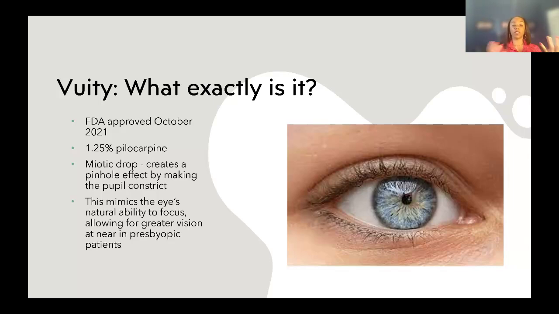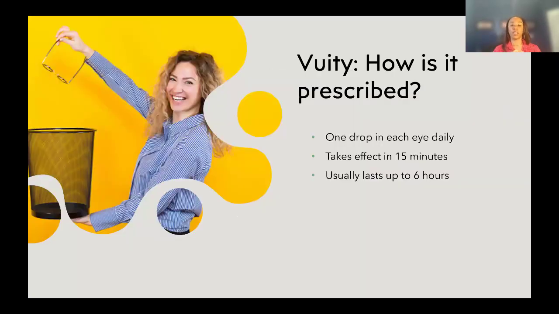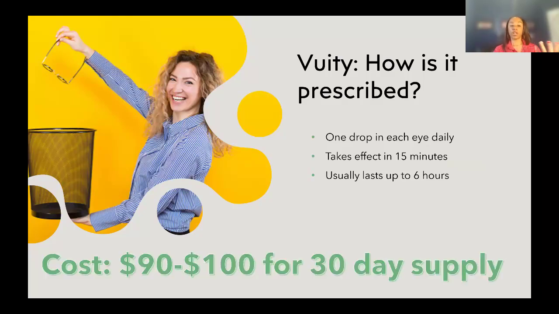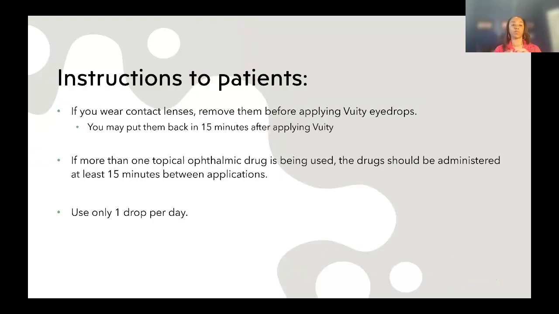Again, whether you love it or hate it, there are certainly indications that work for certain patients, but it wasn't what they intended it to be, a replacement for near correction of all kinds. So again, it is what it is. How is it prescribed? 1 drop in each eye daily. It takes effect in about 15 minutes, and it usually lasts up to 6 hours. The cost of it is somewhere from $90 to $100 for a 30-day supply. Again, I think that can vary, but that's approximately what it is.